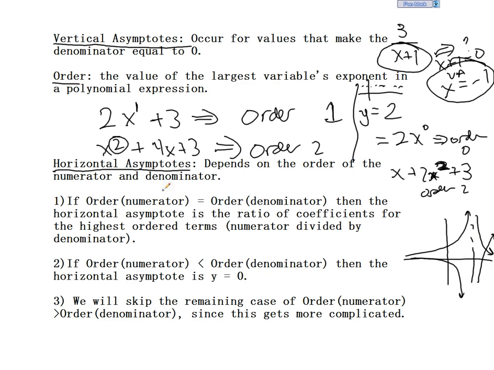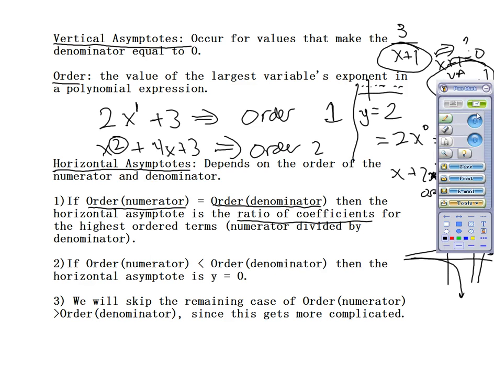Here's a theorem that says your horizontal asymptotes depend on the order of the numerator and denominator. This just reads like it would in words: if the order of your numerator is equal to the order of your denominator, then the horizontal asymptote is the ratio of coefficients for the highest ordered terms, numerator divided by denominator. So let's look at an example of this.